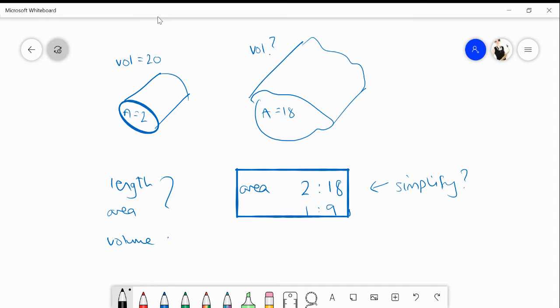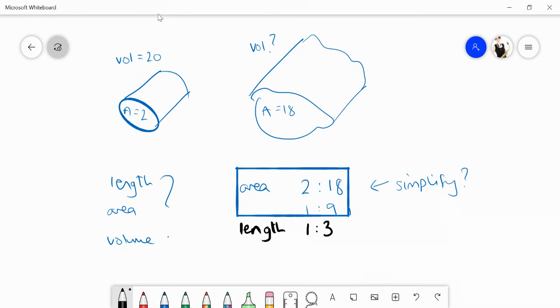I'm trying to get to volume, but it's usually easier to go from area through length. So if the area ratio is 1 to 9, I'm going to square root both of those: square root 1 to get 1, and square root 9 to get 3. So effectively I have a scale factor of 3 because the other part of the ratio is just 1. So I have a length ratio between the smaller shape and the bigger shape of 1 to 3.